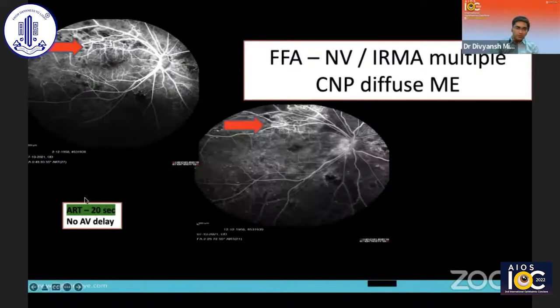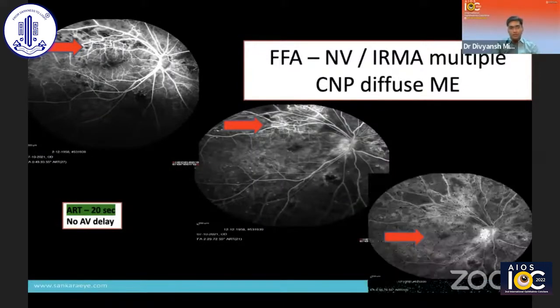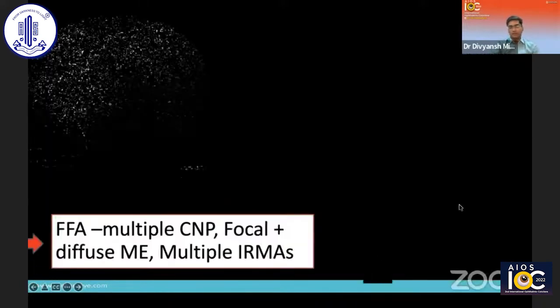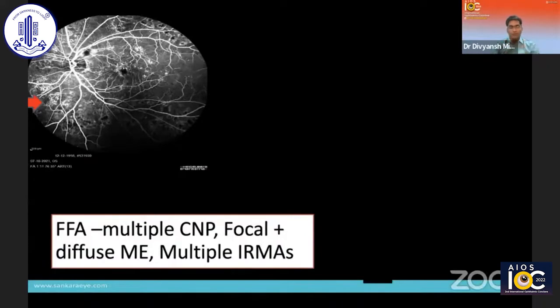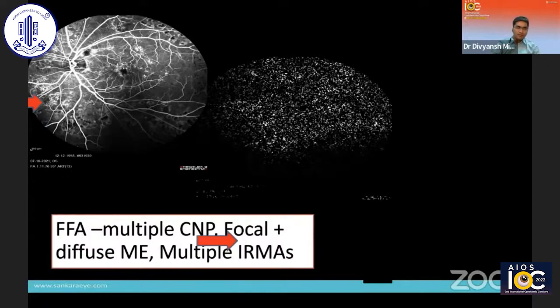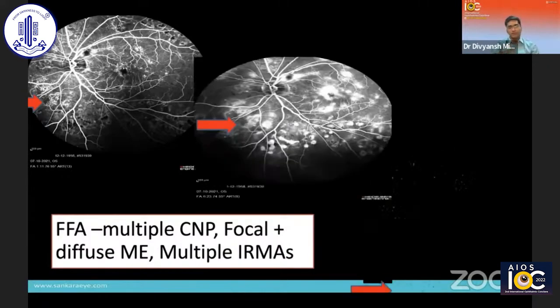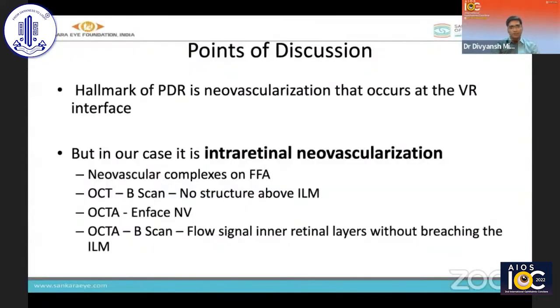In this, most importantly, the ART time was a little more, 20 seconds is what we found. And this adjacent area is associated with CNPs, and in a very early stage it is arising from a vein and not from an artery. It's not showing very significant leak, as we see in a neovascularization, which is a florid leak. And this is similar in presentation to IRMAs in the other eye, which does not have any neovascularization, but some focal areas of leakage at the fovea.